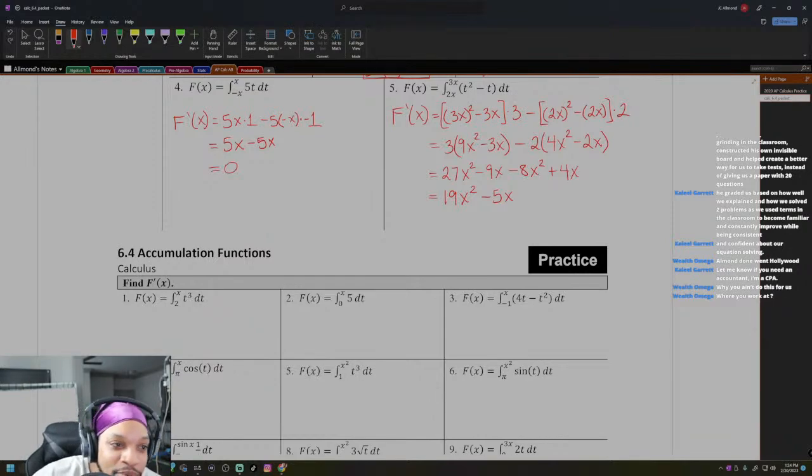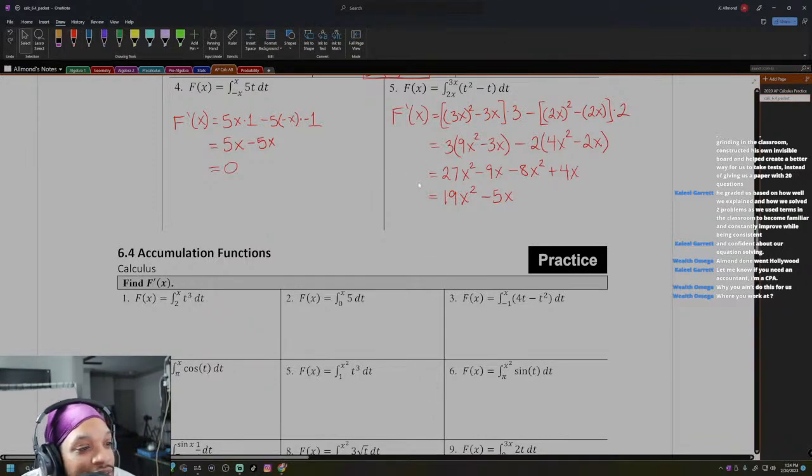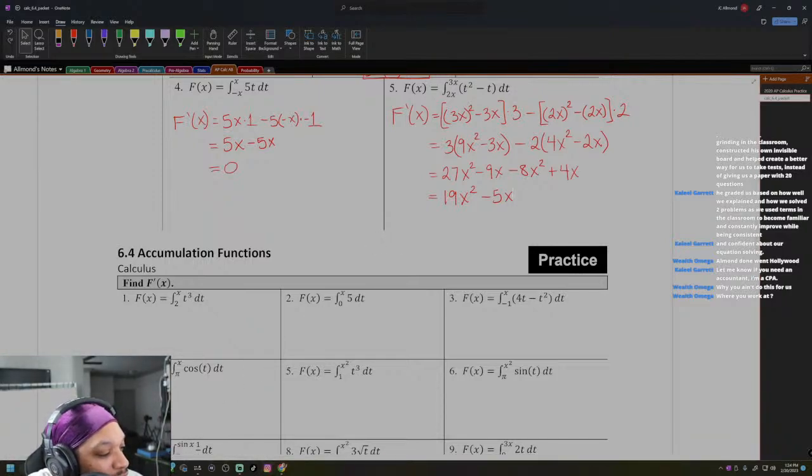That was an algebra problem right there. I wouldn't be surprised if you saw that on a retest or something. That one was a good one. I don't know, I'm just thinking out loud.